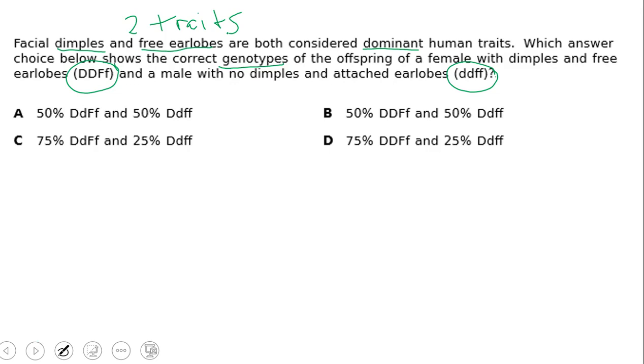So what we need to do is go ahead and write out the parental cross. So we know one parent is homozygous dominant for dimples and heterozygous for free earlobes. And the second parent is homozygous recessive for both traits, so they have no dimples and attached earlobes. Okay, so then we're going to do our double Punnett square here.